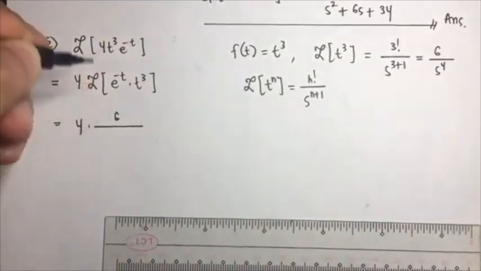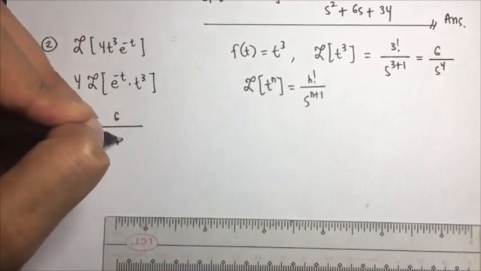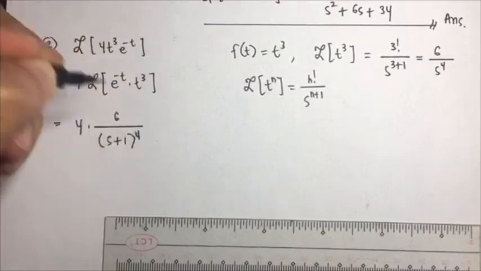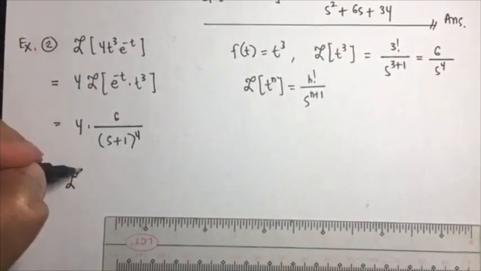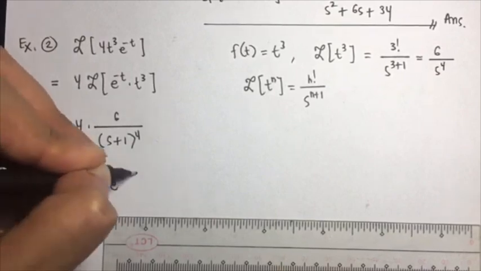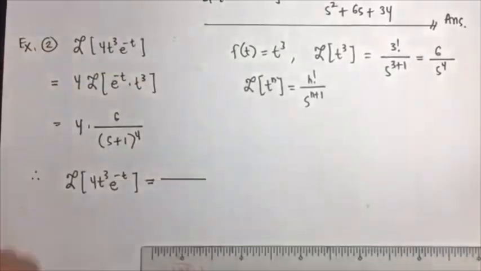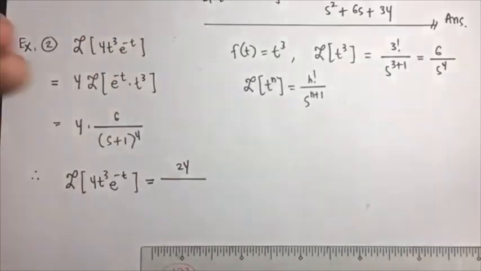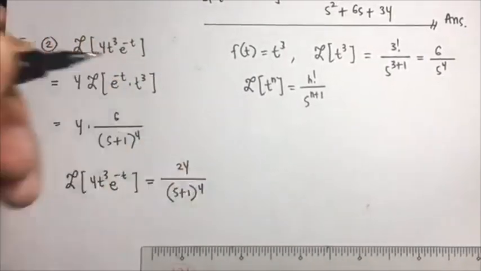So 6 over s minus negative 1, so that will become s plus 1 raised to the power of 4. So therefore, the Laplace transform of 4 t cubed e to the negative t is equal to, we have 4 times 6, so we have 24 over s plus 1 raised to the power of 4.